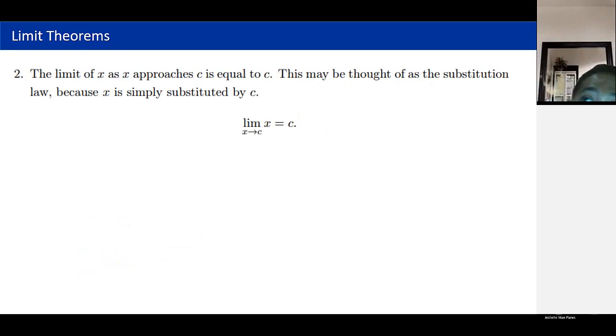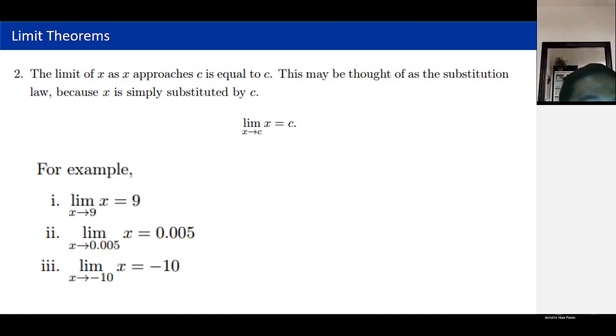So, direct substitution, because kung X ay polynomial function, or say polynomial, it means yung domain niya ay all real numbers. That means for all real numbers C, the limit is equal to C. So, ang limit, example, limit of X as X goes to 9 equals 9. Because by direct substitution, 9 yung result. The limit of X as X goes to 0.005 is equal to 0.005 because it is continuous.